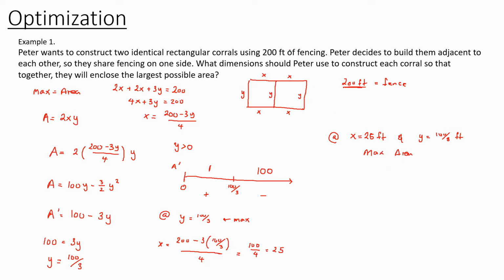Now just answer the question, because our goal is to figure out the dimensions of the corral. Our corral is supposed to be 50 feet by 100 over 3 feet. And this will produce the largest area while maintaining 200 feet of fence.